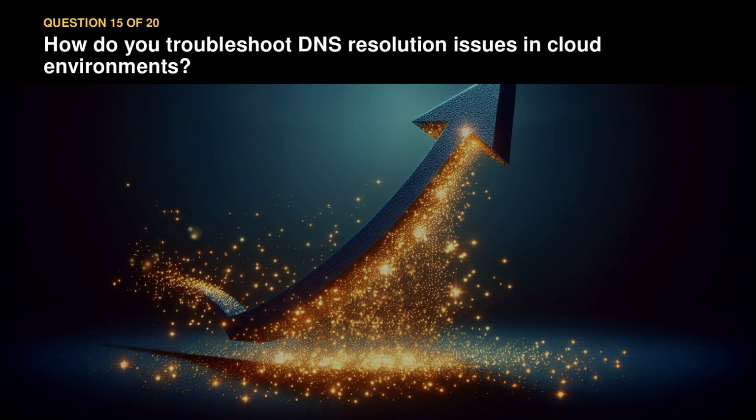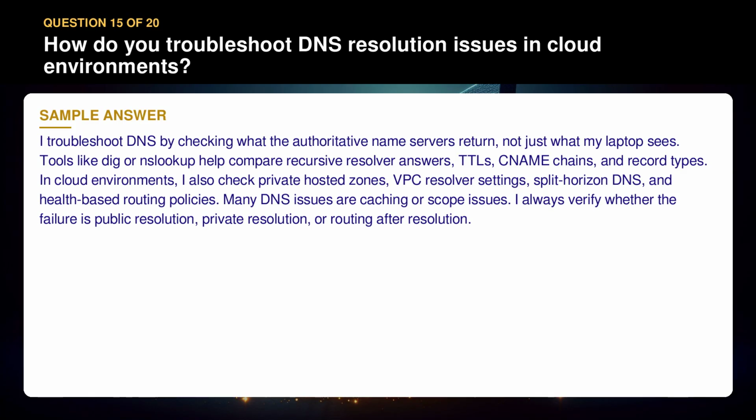Question 15. How do you troubleshoot DNS resolution issues in cloud environments? I troubleshoot DNS by checking what the authoritative name servers return, not just what my laptop sees. Tools like Dig or NSLookup help compare recursive resolver answers, TTLs, CNAME chains, and record types. In cloud environments, I also check private hosted zones, VPC resolver settings, split horizon DNS, and health-based routing policies.